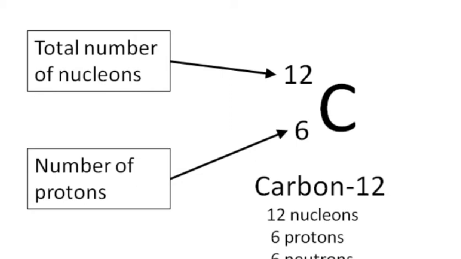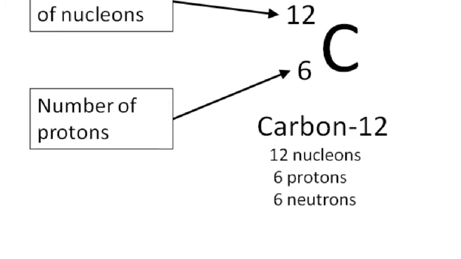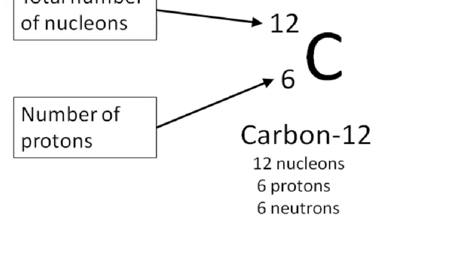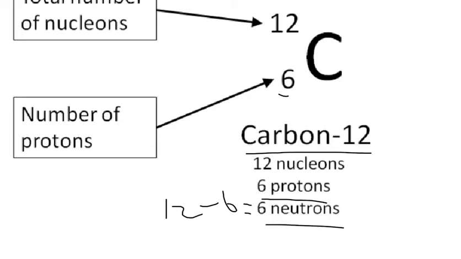So then, if you want to find out the total number of neutrons, you take this number and subtract this number, and that gives you the number of neutrons. So in carbon 12, as our example, there are 6 protons, and there are 12 minus 6 neutrons, so 6 neutrons. You just take 12, subtract 6, and that gives you 6 neutrons.